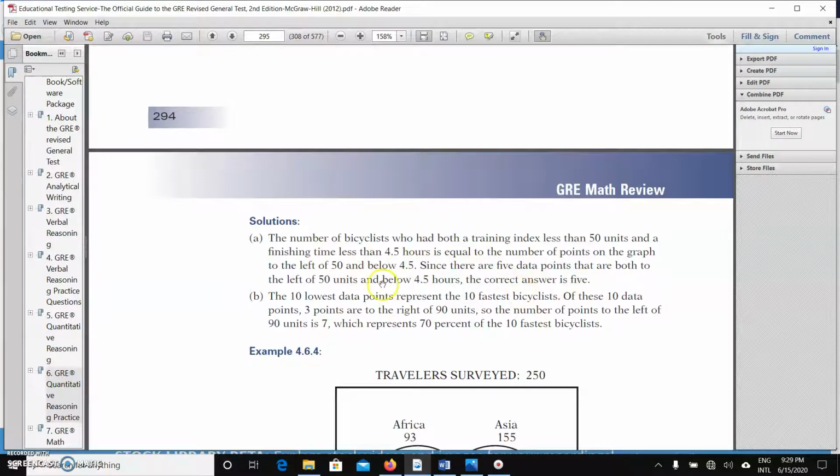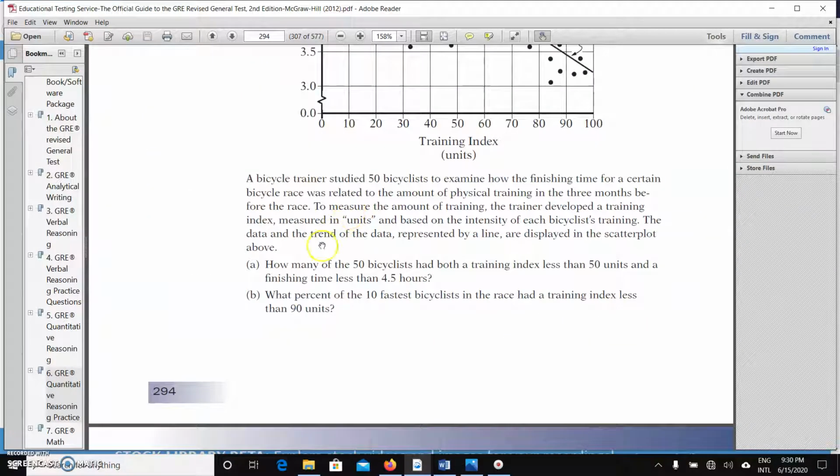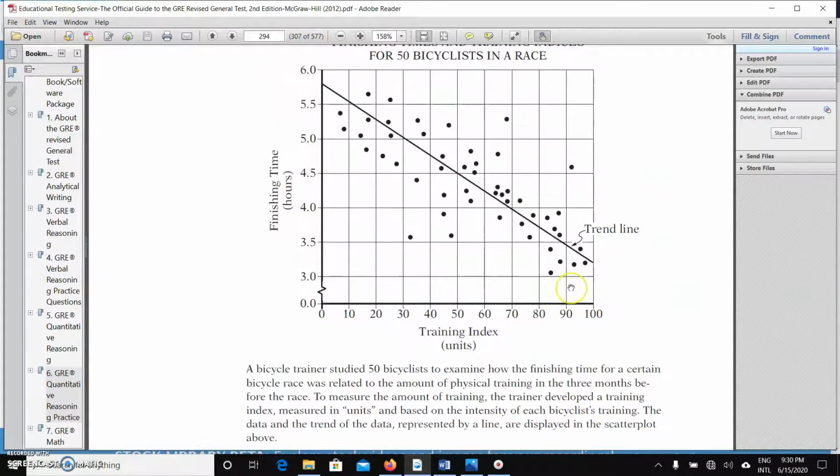Please, when you are doing this, try and attempt the question first, then read through the solution and watch the video to help you understand it. So let me check. What percentage of the 10 fastest bicycles in the race had a training index less than 90? Let's look at the 10 fastest bicycles first.